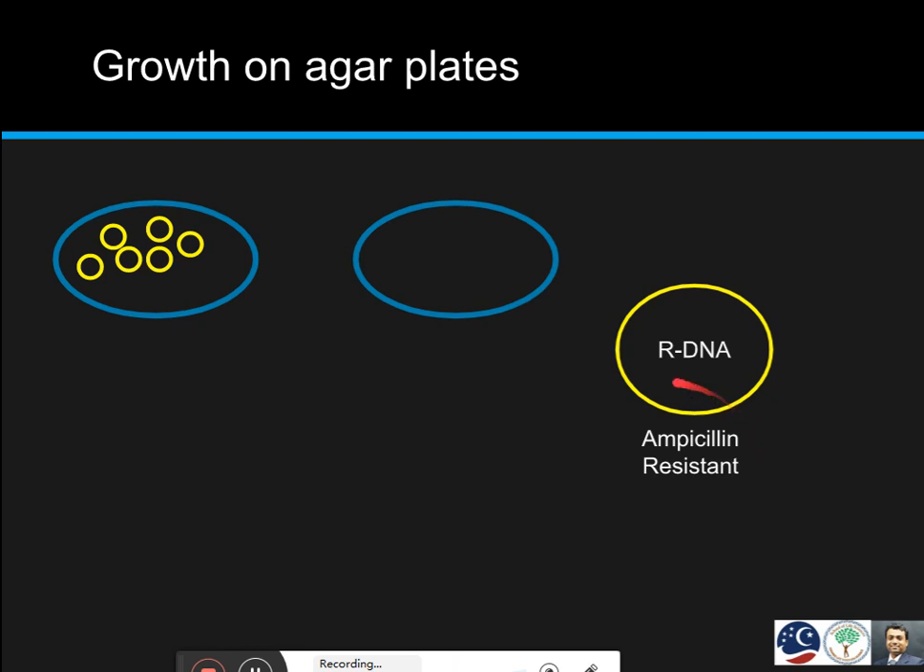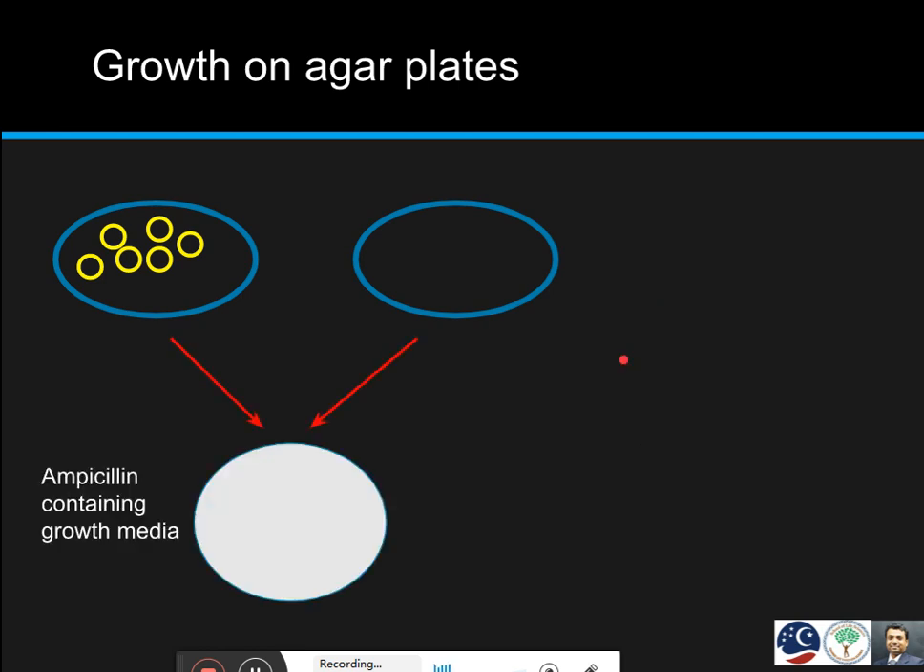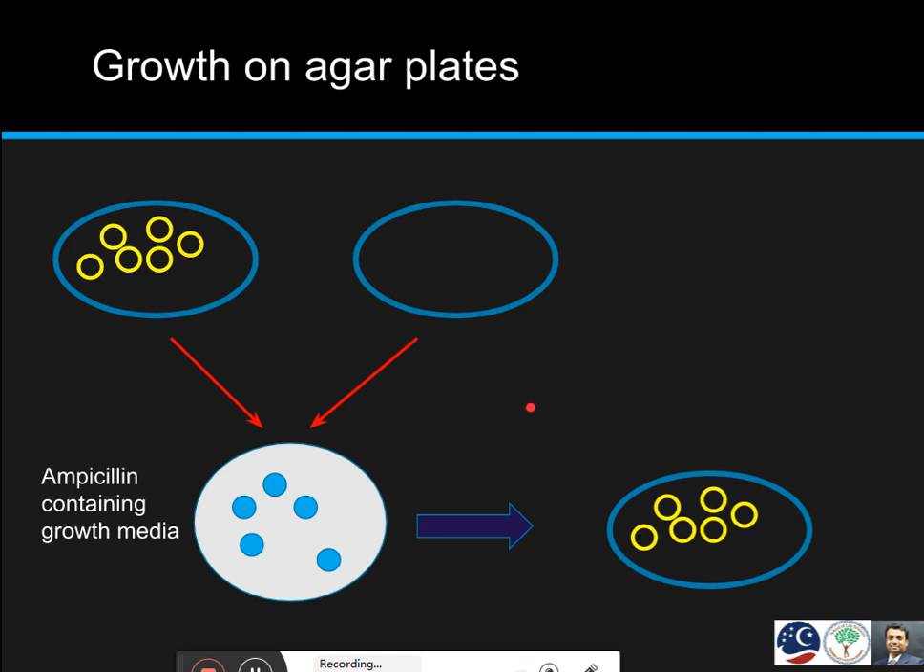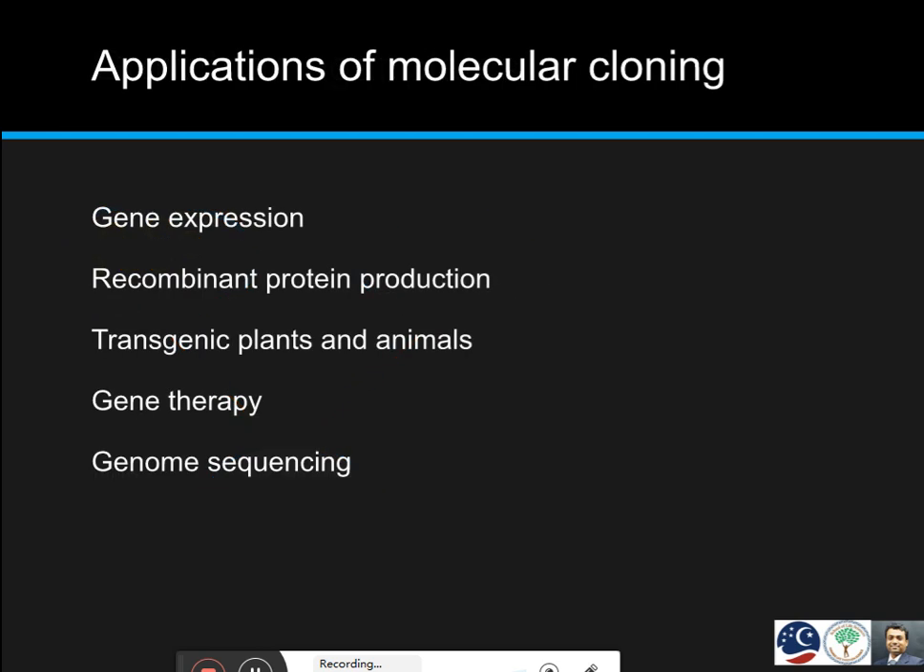So now we have these two cells. When we grow them in growth media containing ampicillin, we can expect that some cells will grow, and which are these cells? The cells will obviously be the transformed cells, because the transformed cells are the ones which have the ampicillin resistance genes in their plasmid vectors, the DNA vectors. Alright, so these are the steps of how we can perform molecular cloning.